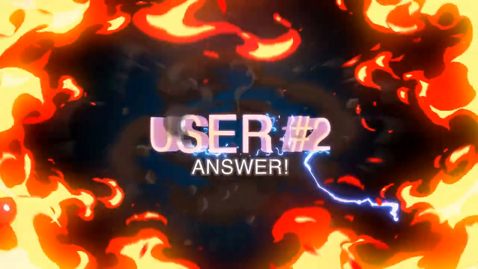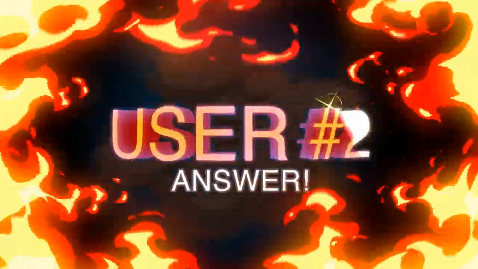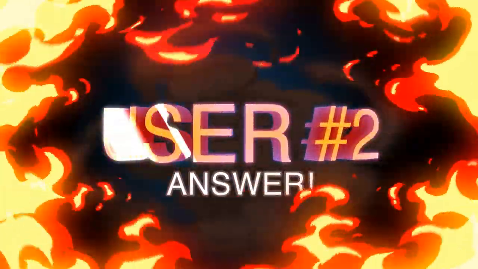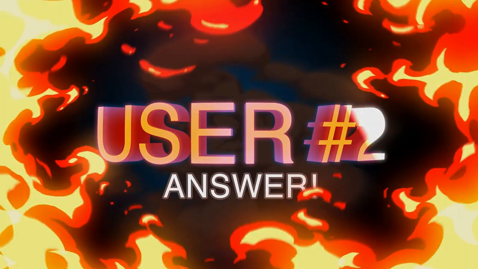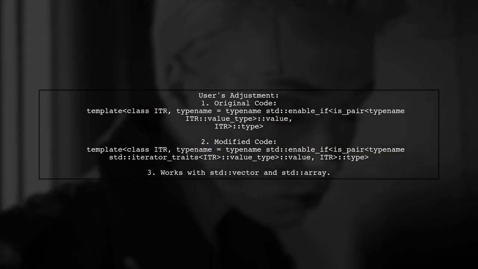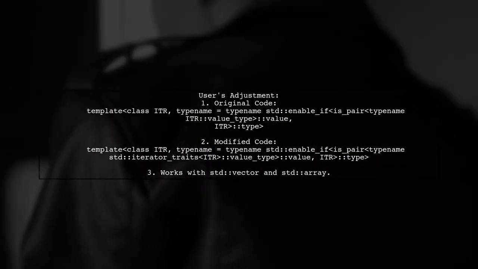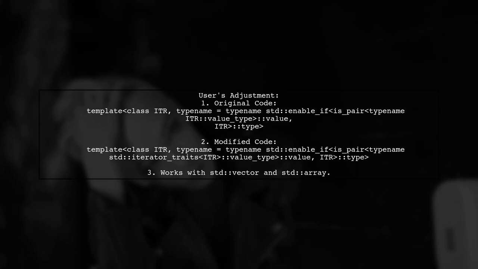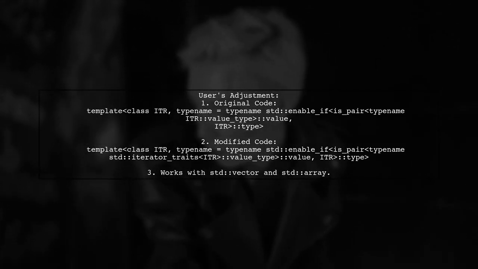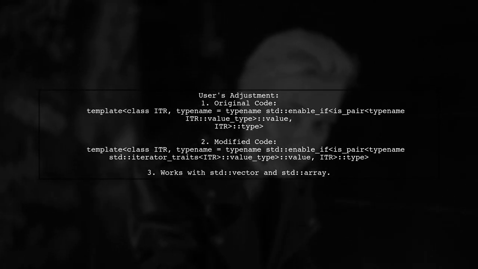Let's now look at another user-suggested answer. This user made a small adjustment to the code for checking if the value type of an iterator is a pair. They modified the template to use iterator traits.